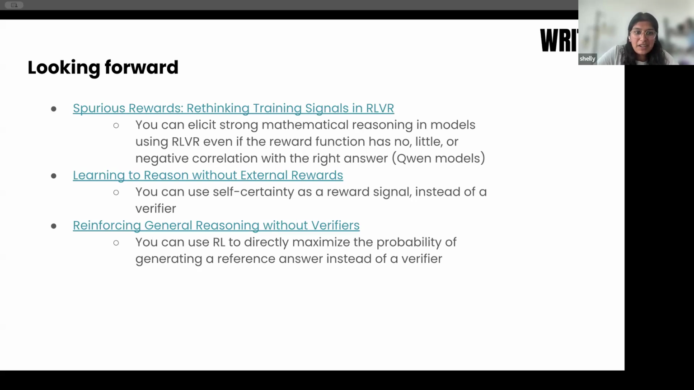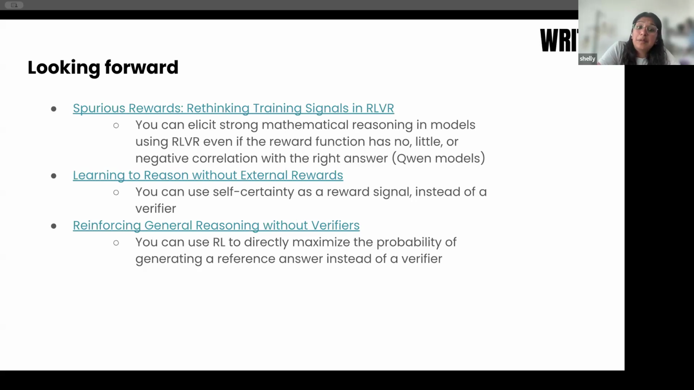The next one I thought was really interesting. The next two are basically about alternate approaches to reward. The second one is about using self-certainty as a reward signal. So you can basically get rid of verifiers by simply using it, and this is very related to what we did, right? So I thought it was a really cool paper. And then the last paper is using RL.